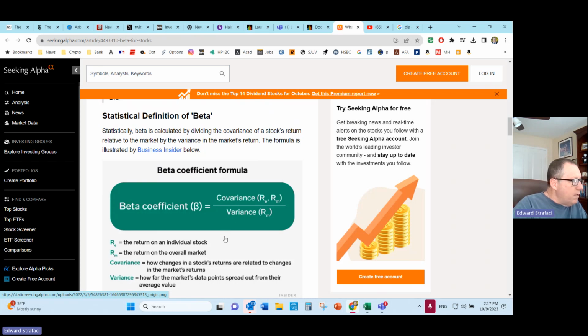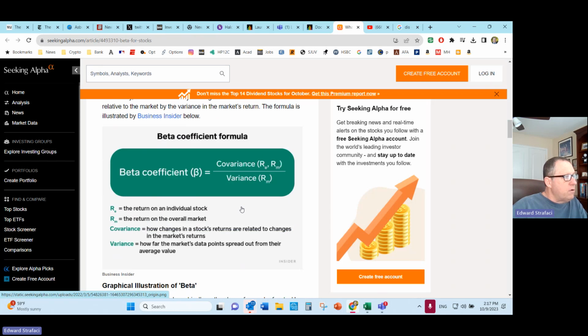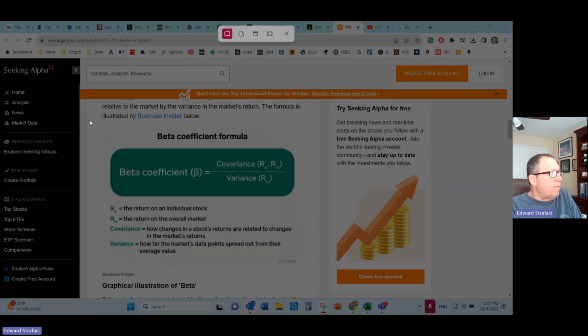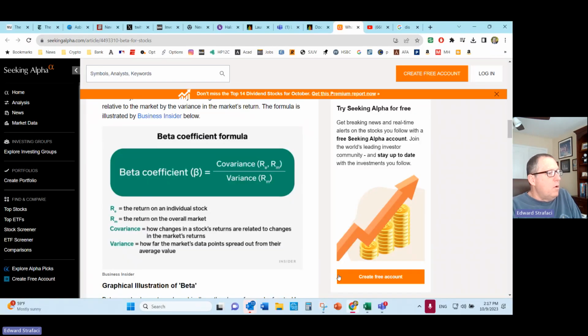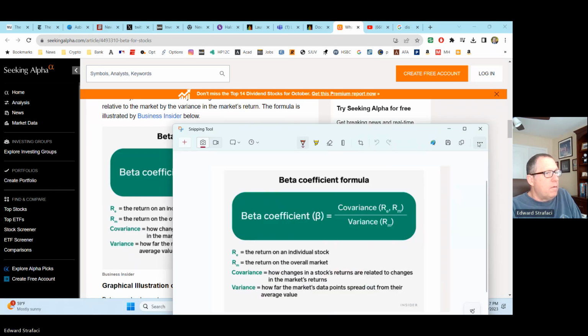R_s is the return of an individual stock. R_m is the return of the overall market. We look at the covariance, how changes in a stock's returns are related to changes in the market, and how far the market's data points spread out from their average value. So it's a little more involved. You don't have to know all of this, but you have to at least understand where these numbers are coming from.